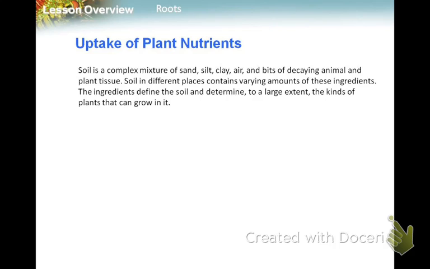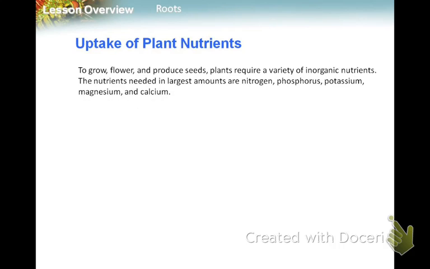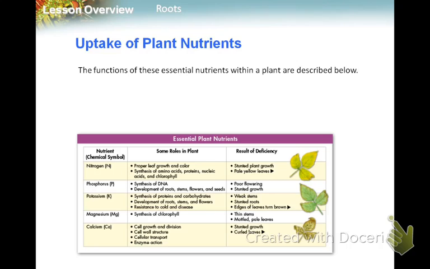Soil is animal and plant tissue, sand, silt, clay, and a little bit of air even. Soil in different places contains varying amounts. They define the soil. So how does the root take in plant nutrients? In order for the plant to stay alive, these nutrients need to be gotten, these minerals, from the ground. Nitrogen, phosphorus, potassium, magnesium, calcium. Important elements. You can see here what each of those does. Give you some background on what each of these elements serves to do in a plant.